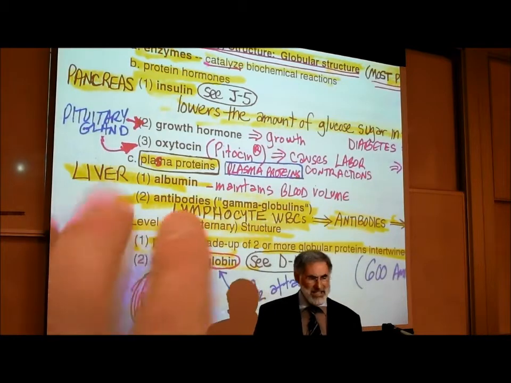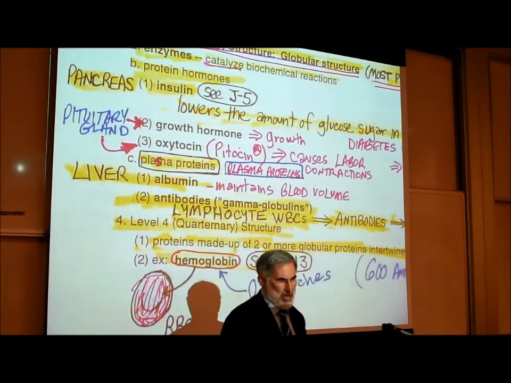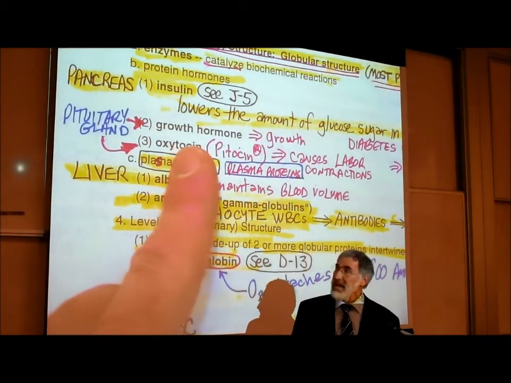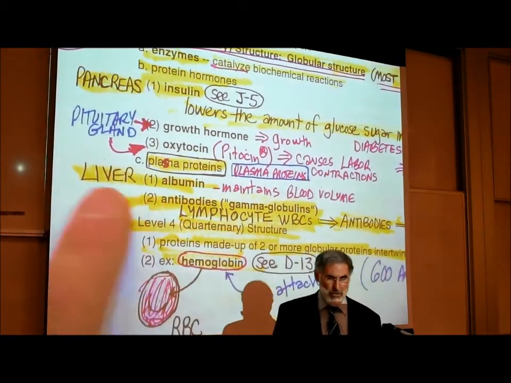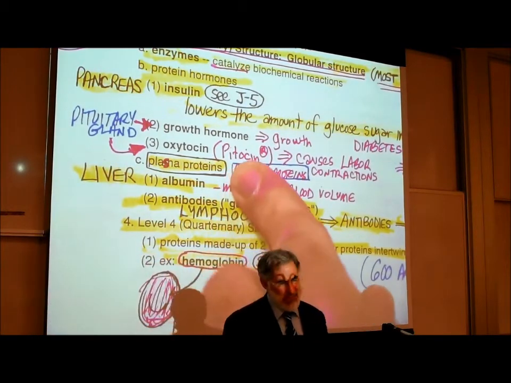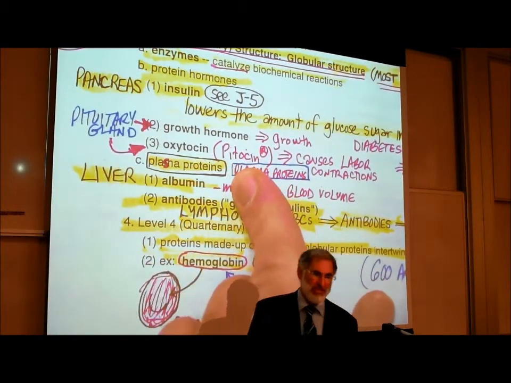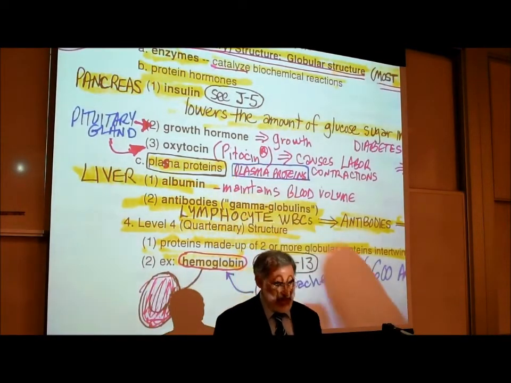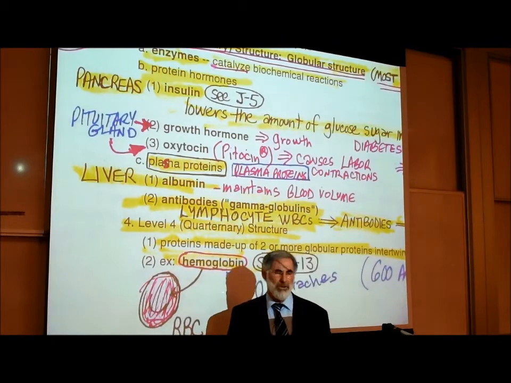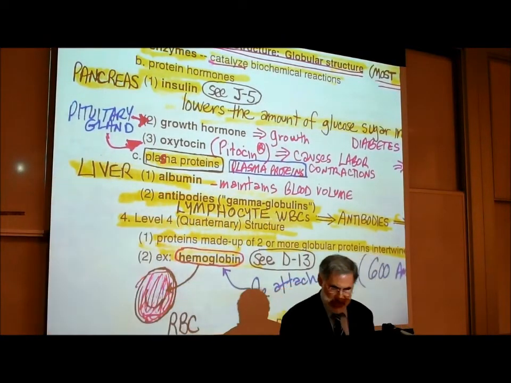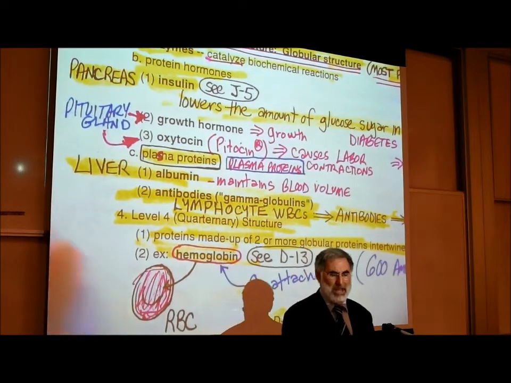A third example of a protein hormone is oxytocin. And oxytocin, like growth hormone, is also released from the pituitary gland. Now it goes by a brand name, certainly not asking you to know this, called Pitocin. Maybe you've heard of that. What does oxytocin or Pitocin do? We wrote that it causes labor contractions. It's what causes a woman to go into labor.